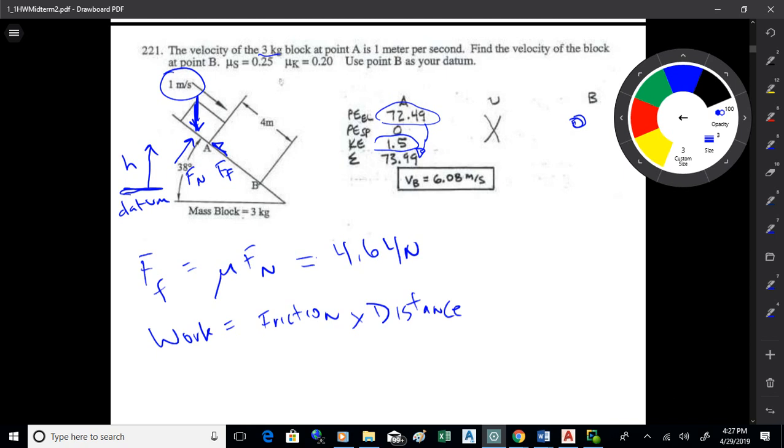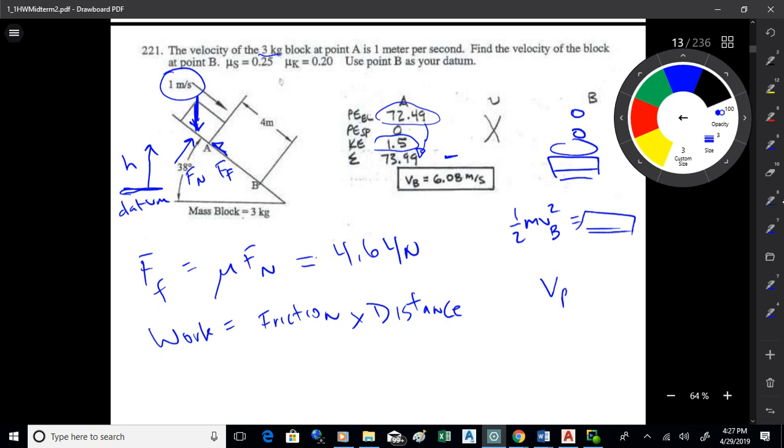So that'll be a minus value because it's work, it's friction, it's slowing the block down, it's taking energy out of the block. Okay. And then what's going to happen here is you're going to end up with a final value right there, and you want to equate that to the kinetic energy. So what you're going to end up having here is 1/2 mv at b squared is equal to whatever it is that you get there. And then you can solve it for VB, and that comes out to be 6.08 meters per second.